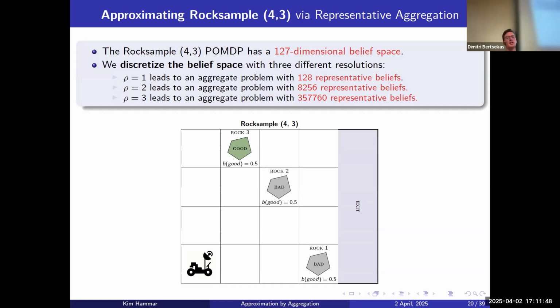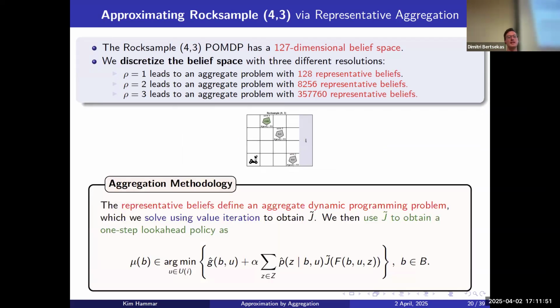So each of these 3 discretizations will then lead to a different aggregate problem that we're going to solve using exact dynamic programming, value iteration to be precise. And then once you have solved the problem and obtained the cost function approximation J tilde, as we discussed earlier, we're then going to define a policy based on the one-step look ahead in this equation here. And now we're basically going to evaluate this policy and see how good it is. And we are mainly interested in seeing how does the quality of this policy change when we increase the number of representative beliefs? So how important is the number of representative beliefs for the quality of the approximation?